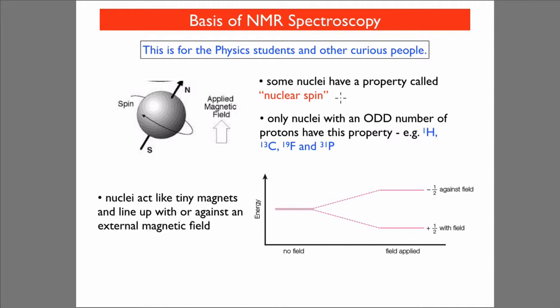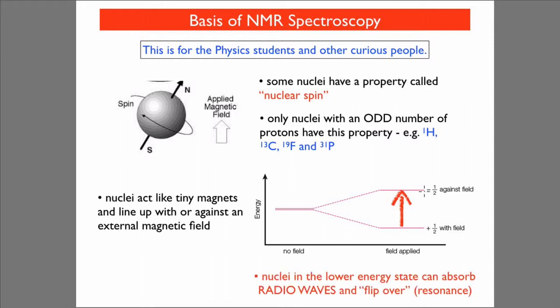Nuclei act like tiny magnets and line up with or against an external magnetic field. And they have different energy depending whether they're lined up with or against. And you can see this on this energy graph here. When the field's applied, you've got some that are against the field with minus half spin, and some with positive half spin that are with the field. The ones here can be boosted up to here when they absorb radio waves. They flip over from being plus spin, plus half, to minus half.